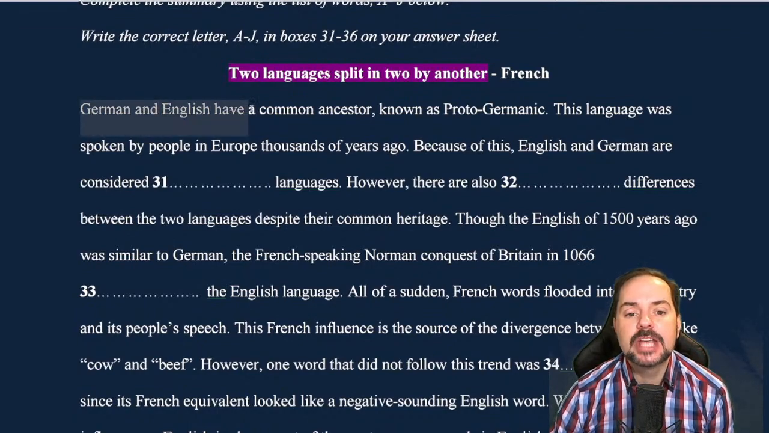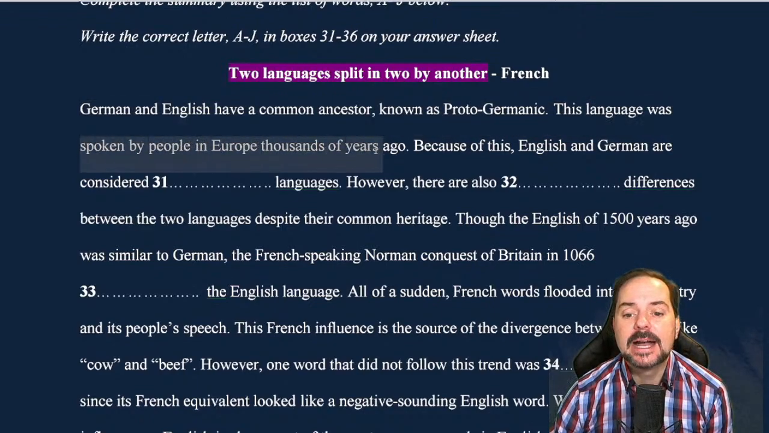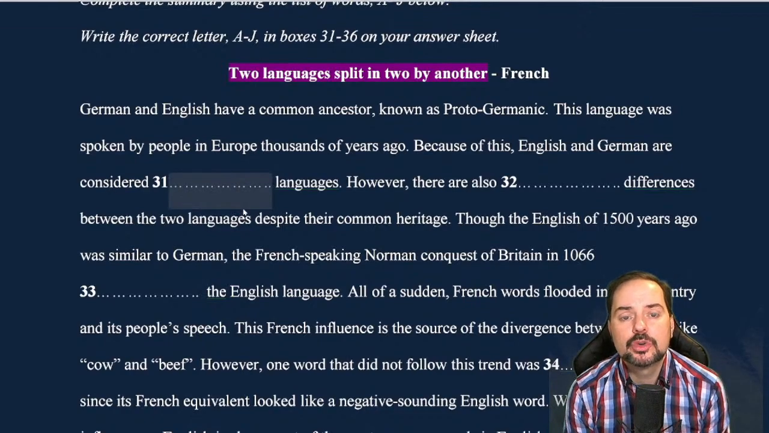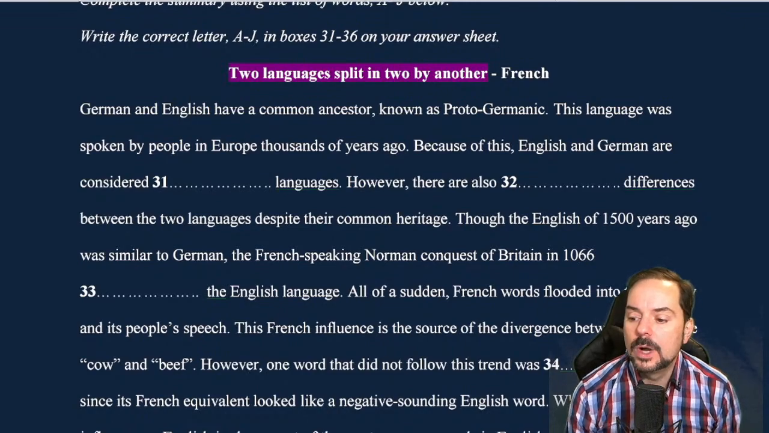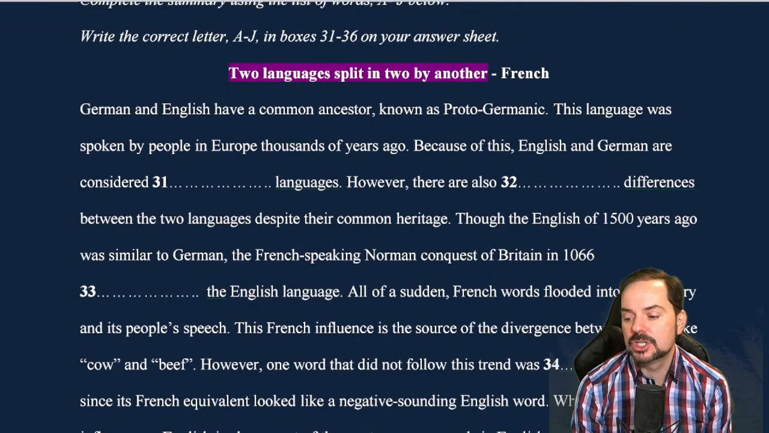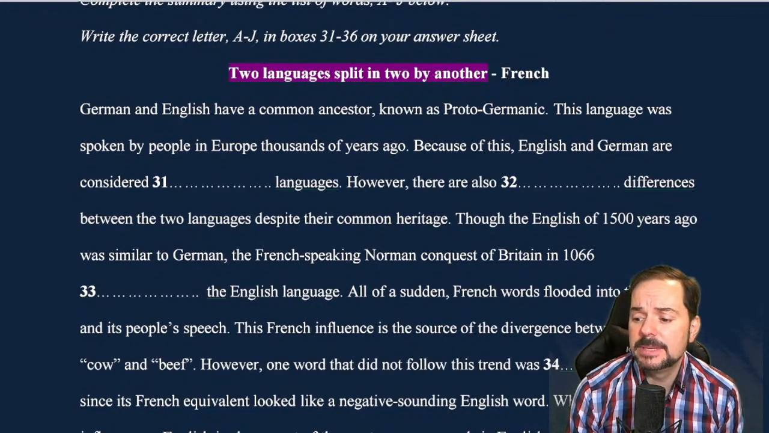So German and English have a common ancestor known as Proto-Germanic. This language was spoken by people in Europe thousands of years ago. Because of this, English and German are considered something languages. What's the correct word here? Don't look at the choices. Think about the correct word, okay? So what's the correct word? So German and English are considered something languages. What kind of languages are they considered? And you should have pictured this. You should have caught this word. It was very clear. It was at the beginning.